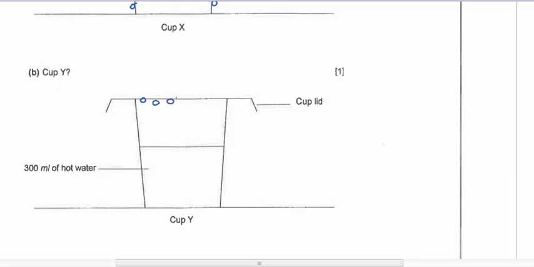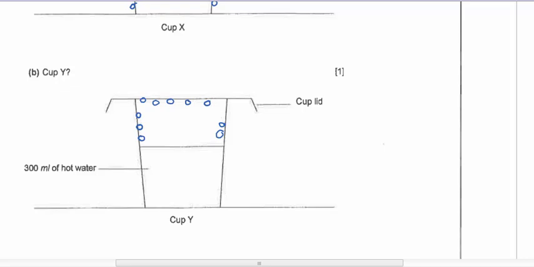Normally when you have hot drinks, you actually see water droplets all on the inside of the cup. Sorry, you should draw it touching the surface. I'm experiencing a bit of lag here. Okay, so draw it on the inner surface.